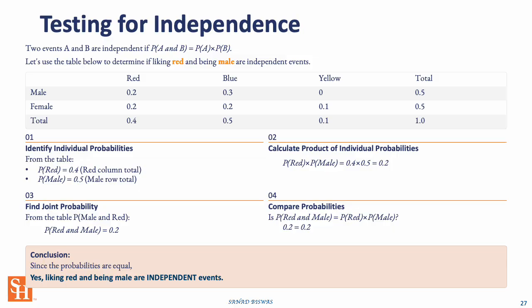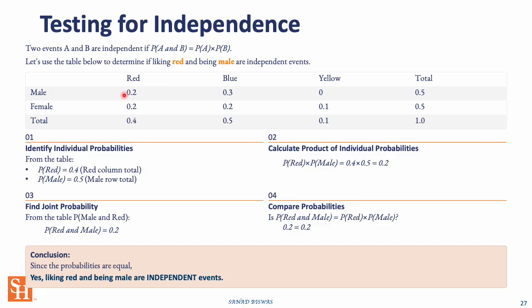So let's look into some more examples. In that case as well, we have to determine whether two events A and B are independent, and we already know that two events A and B are independent if probability of A and B equals probability of A times probability of B, right? So let's first try to understand what the table basically means. What do these values in the table mean?